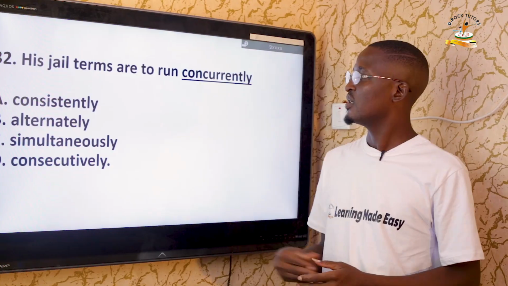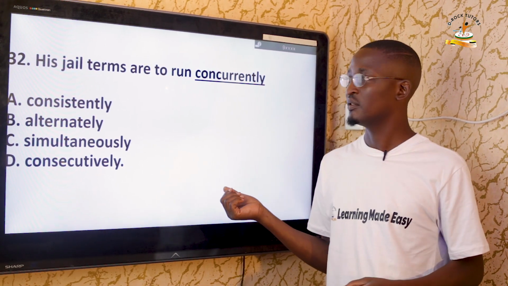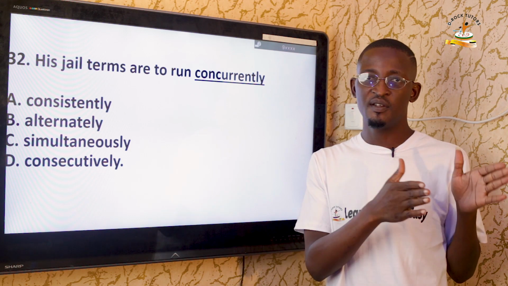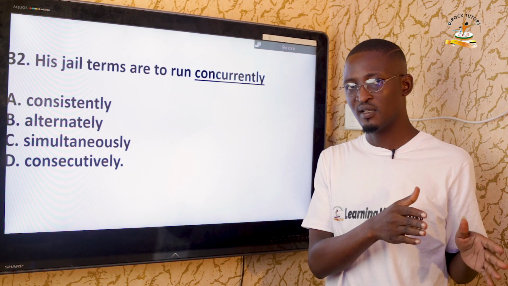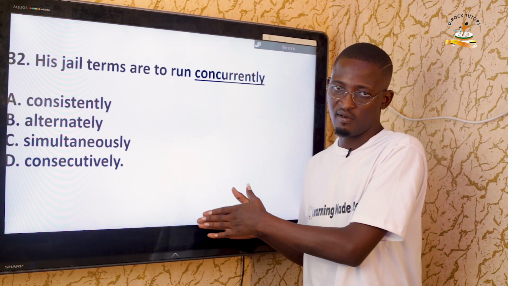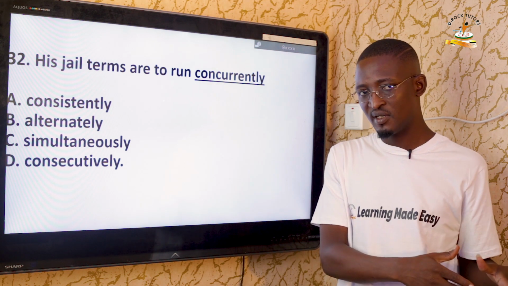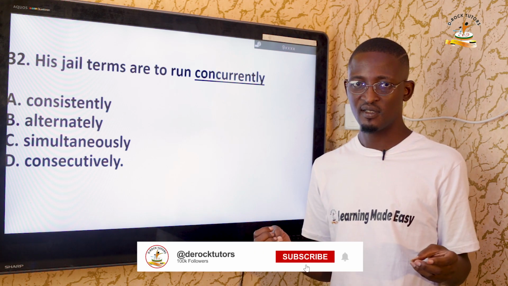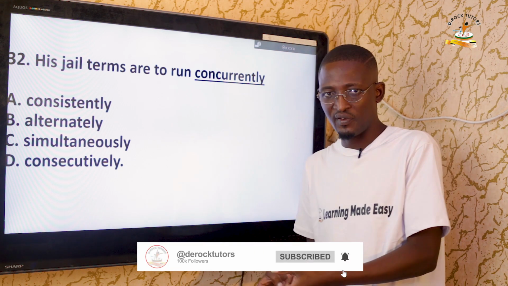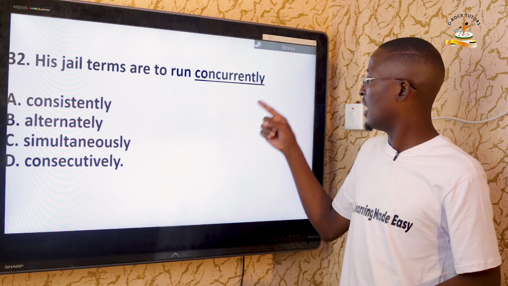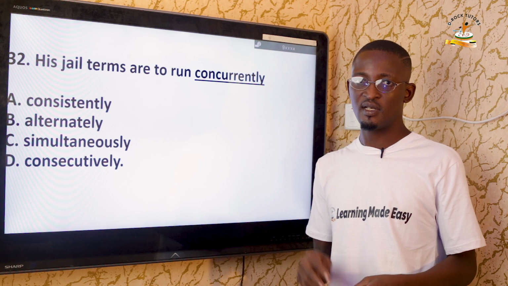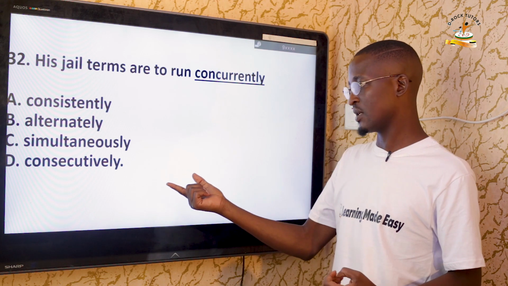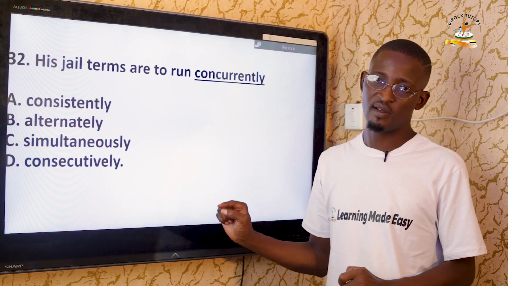32. His jail terms are to run concurrently. Concurrently means at the same time. For instance, giving different verdicts, sentencing for maybe 3 years, another one for 4 years. If it is asked to be run concurrently, it means you're spending just 4 years, because as you are serving the 3, you're also serving the 4. Concurrently means simultaneously, at the same time, running pari passu, unlike consecutively. If you work consecutively, it means after one, you start another.